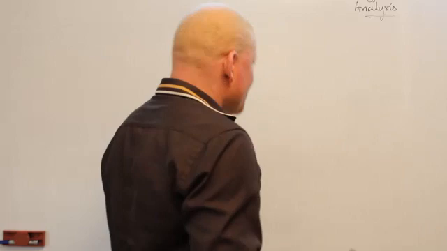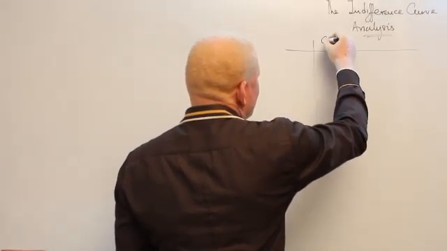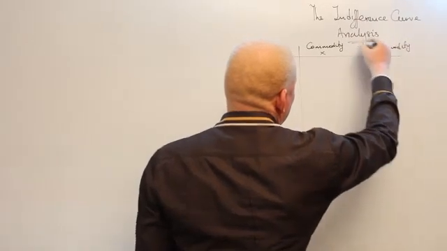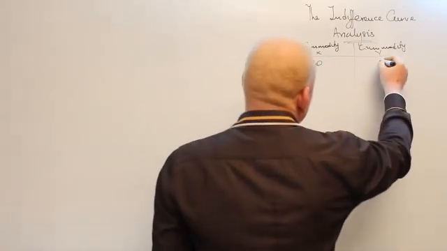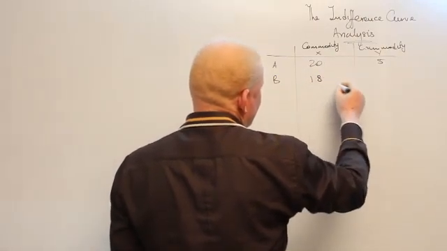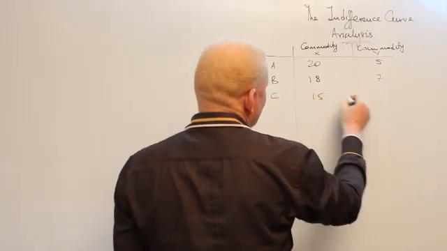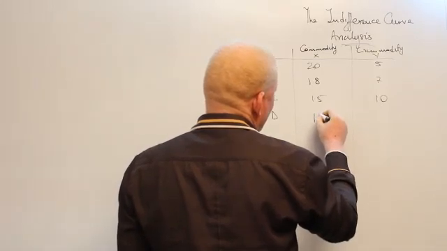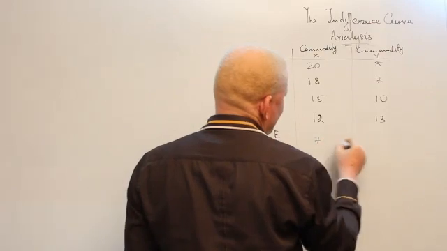Now, let's take a look at this. If we have a schedule, this is commodities X and commodities Y. At the first point, I take 20 of X with 5 of Y. Second point, we have 18 of X with 7 of Y. Point C, I've got 15 and 10. Point D, 12 and 13. Then the fifth one, we get 7 and 18.